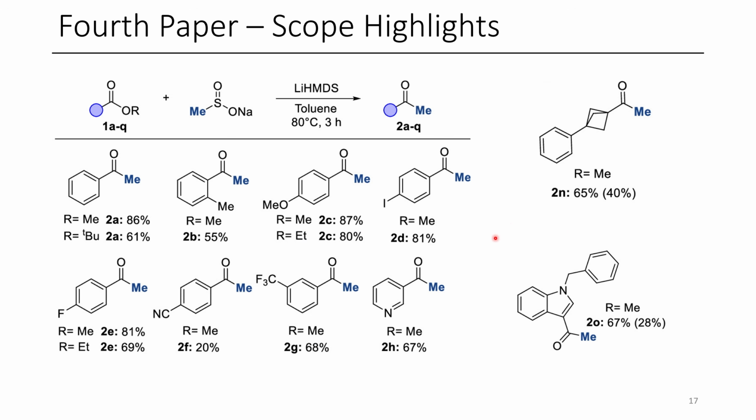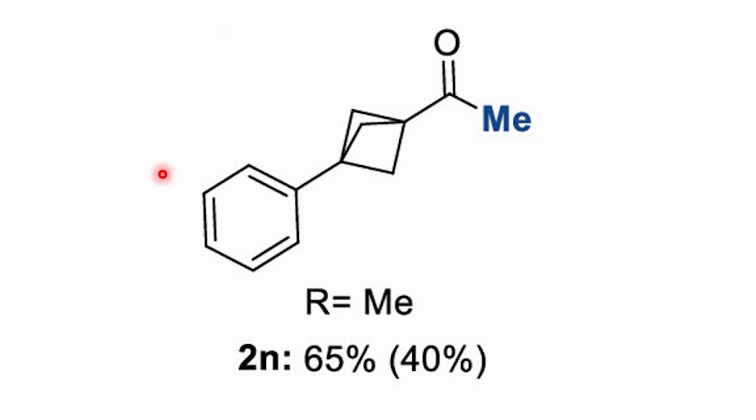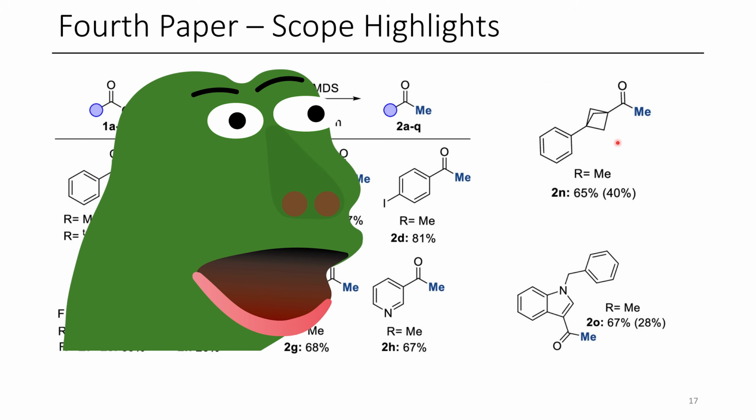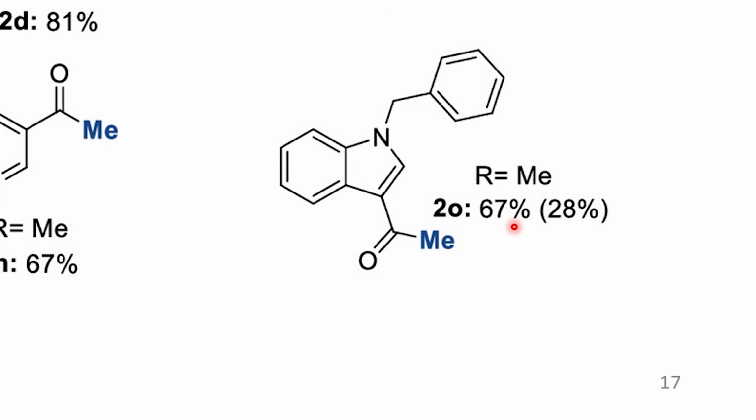The scope of this chemistry was quite good. Functional groups such as aryl iodides, nitriles, and heterocycles were all well tolerated. They also demonstrated this on a BCP-containing derivative, which is cool to see. You know I like BCPs. And even this indole was tolerated.